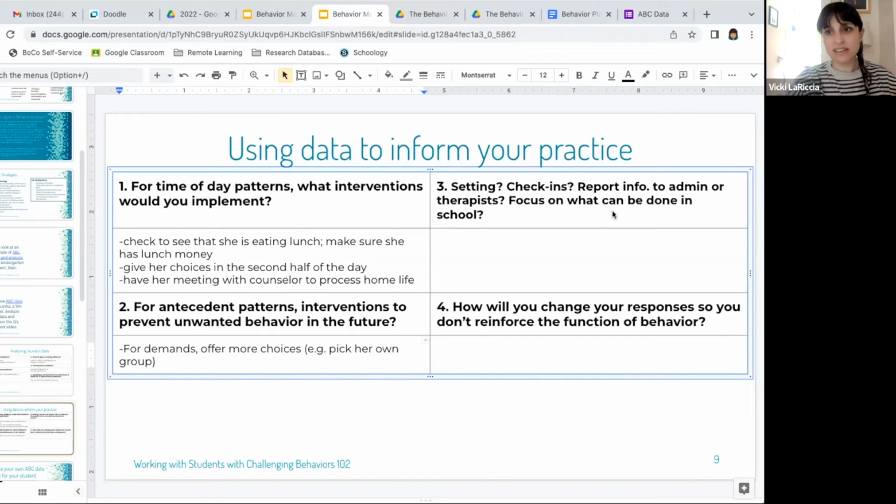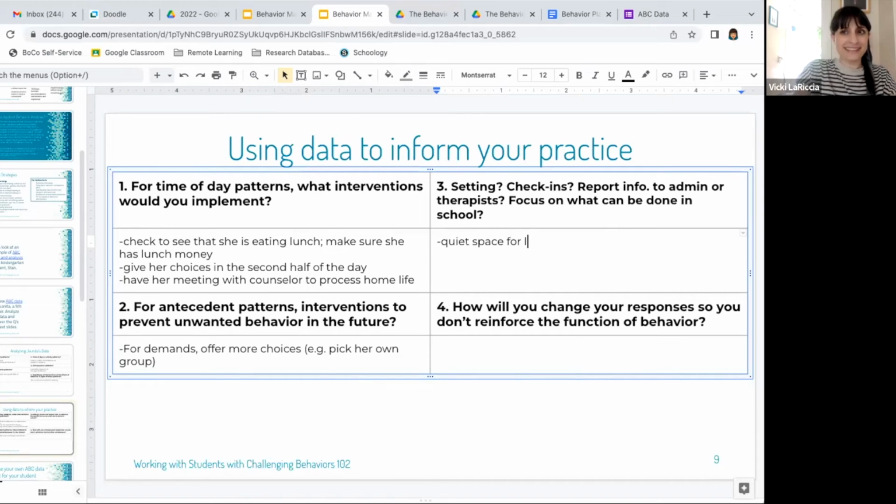Someone had said a quieter space for lunch. So that would be a change in setting. Add that. I think someone said that. I hope I'm not making it up. That might help her relax a bit before leaving for the day.